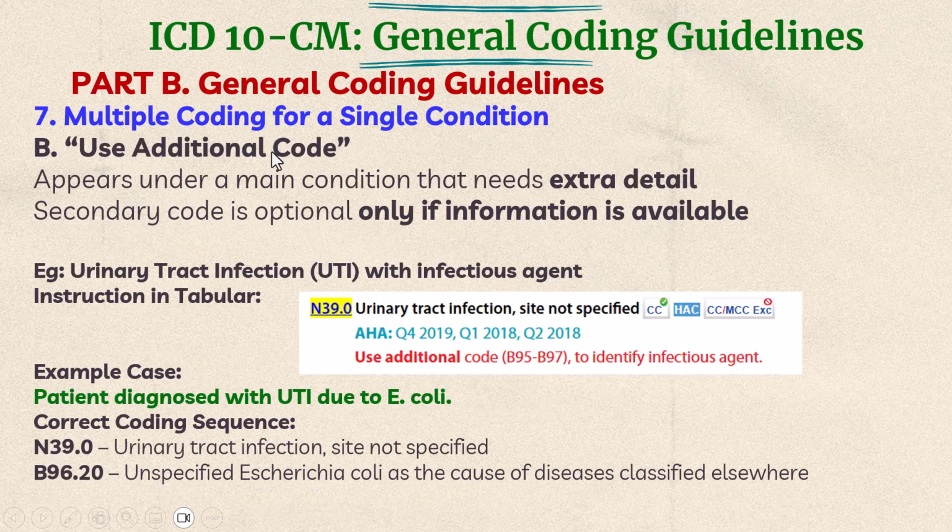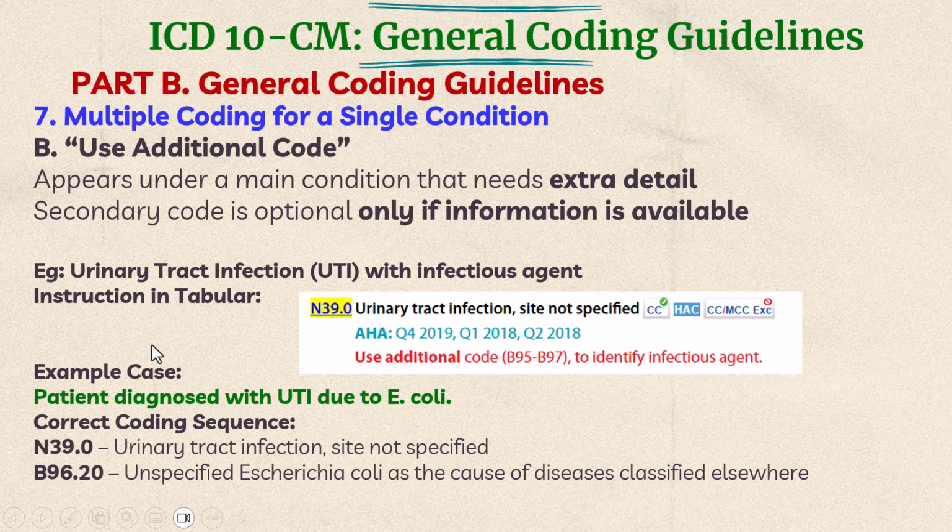B, use additional code. Here it appears under a main condition that needs extra detail. So the secondary code is optional, only if information is available. For example, urinary tract infection with infectious agents. Here in the tabular list you can see N39.0, urinary tract infection, site not specified, but in red it says use additional code B95 to B97 to identify the infectious agent.